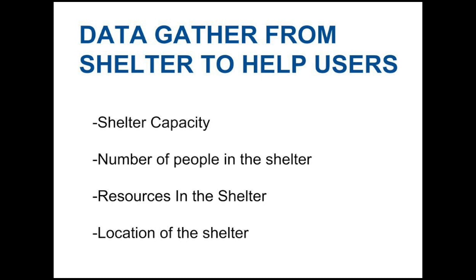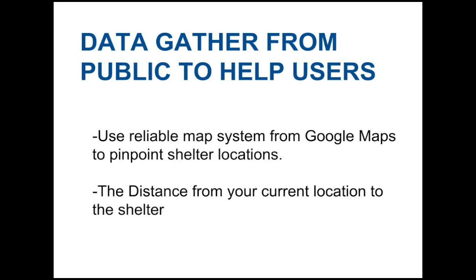The types of data we are sharing and gathering in the application include the shelter capacity, the number of people in the shelter, resources in the shelter, and location of the shelter. All these four items are gathered from the shelter, from an authoritative person from the shelter, and then it is used to help users. The second type of data gathering process is from the public. We're going to use public data such as Google Maps, and Google Maps also gives you the distance from your current location, by GPS.